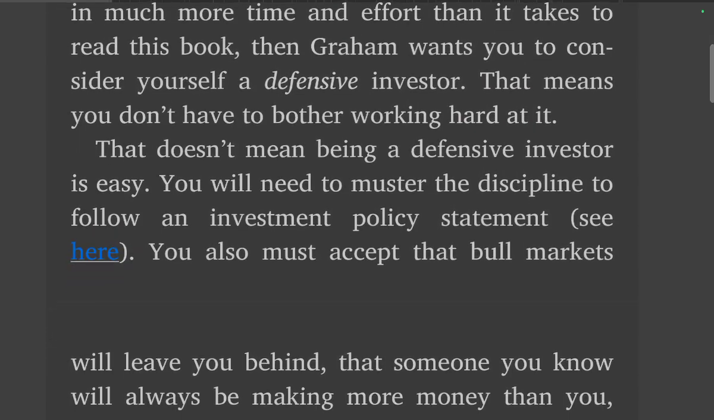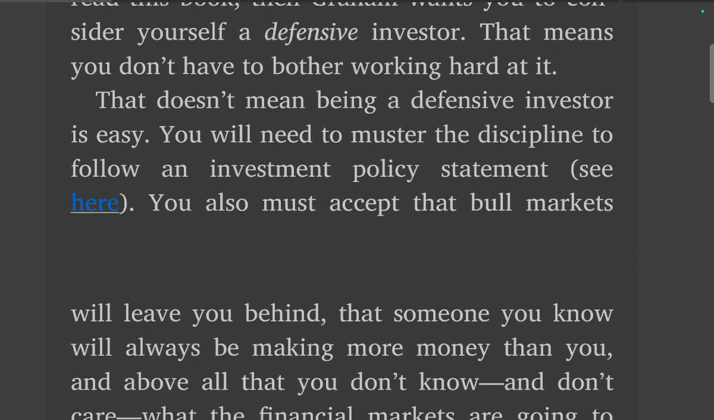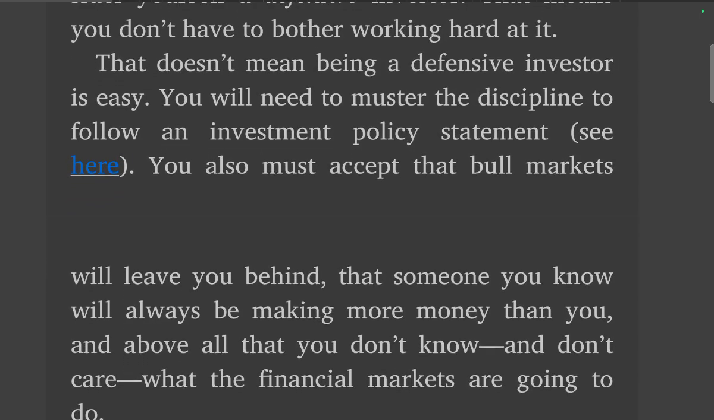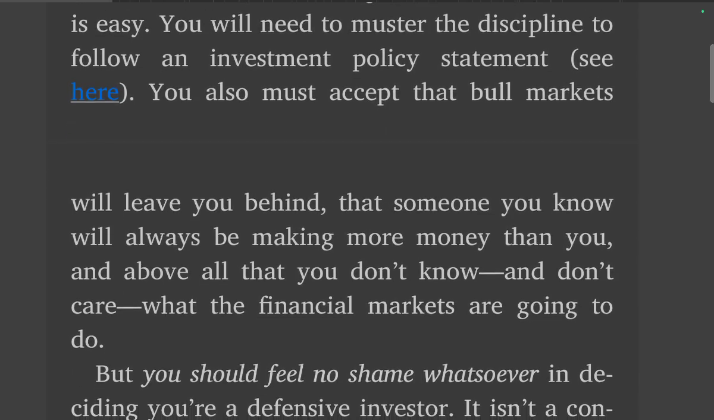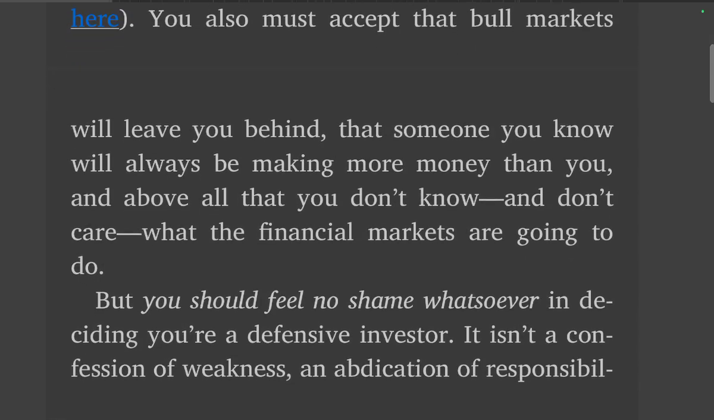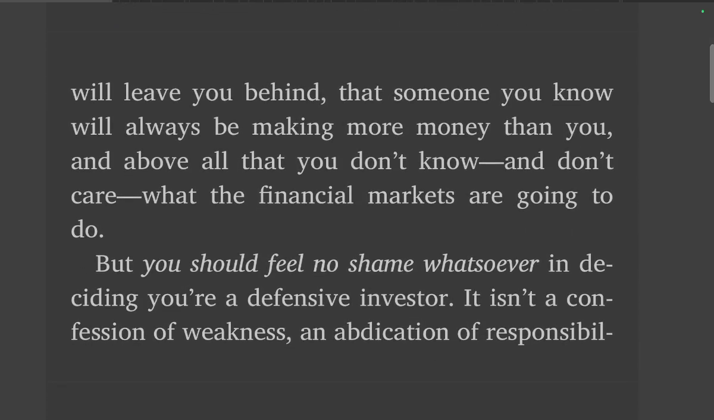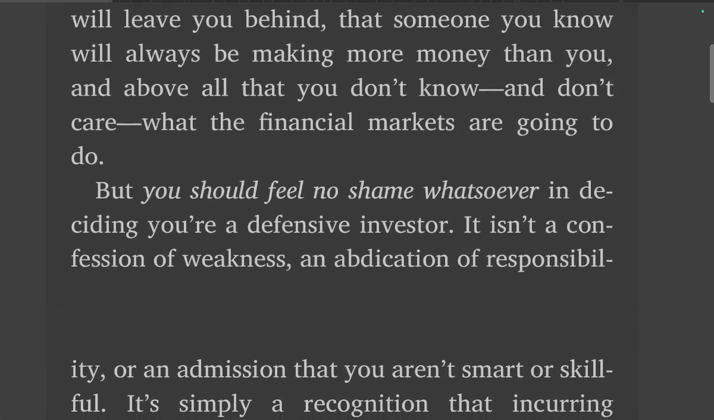That doesn't mean being a defensive investor is easy. You will need to master the discipline to follow an investment policy statement. You also must accept that bull markets will leave you behind. Someone you know will always be making more money than you, and above all of this, you don't know and you don't care what financial markets are going to do.